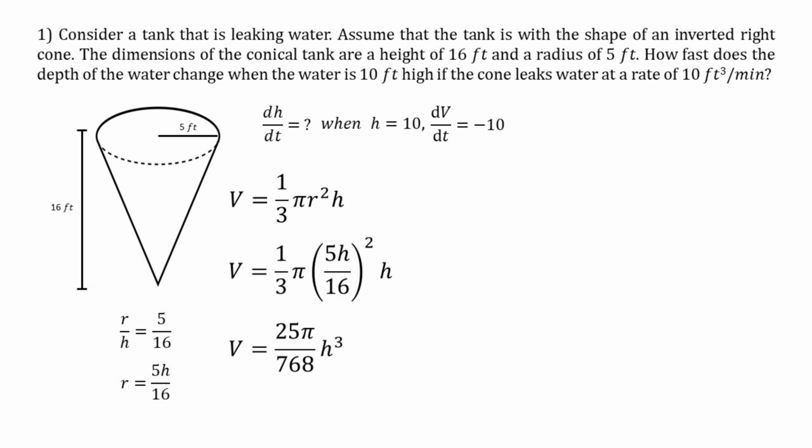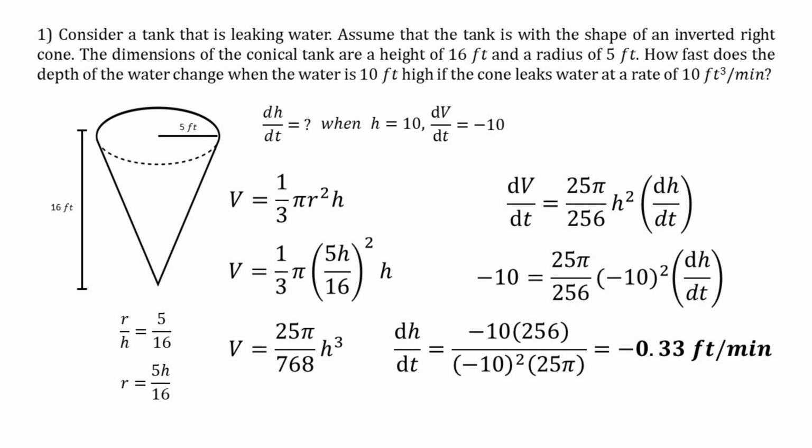To find dh/dt, we take the derivative of both sides. dV/dt equals 25 pi over 256 times h squared times dh/dt. Substituting the given, we get dh/dt equals negative 0.33 feet per minute.